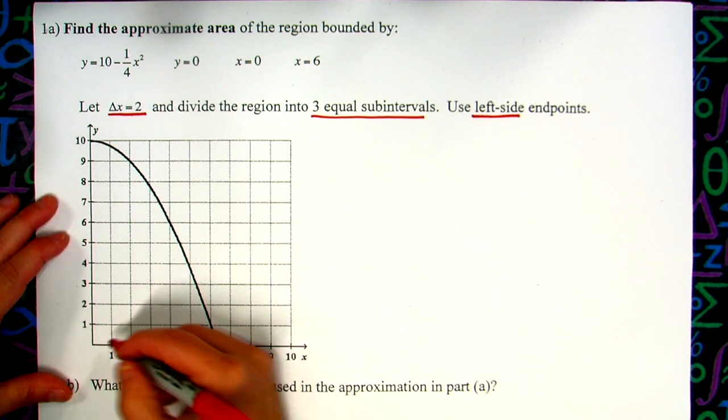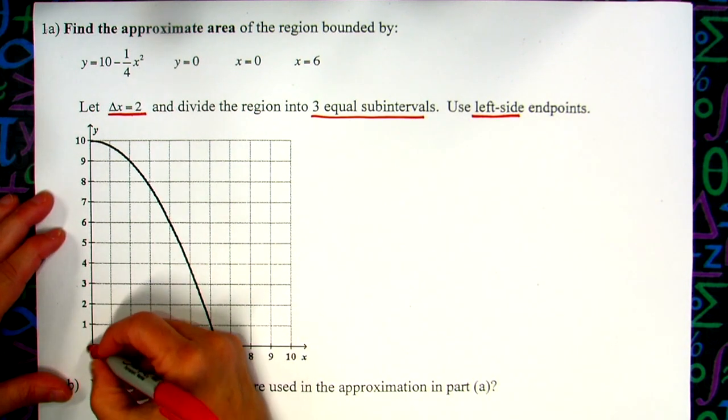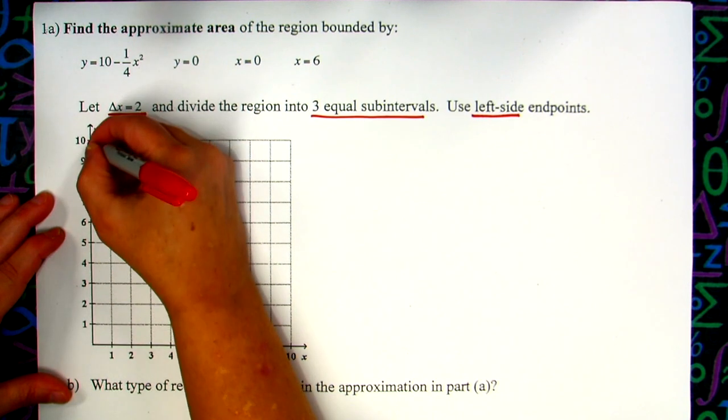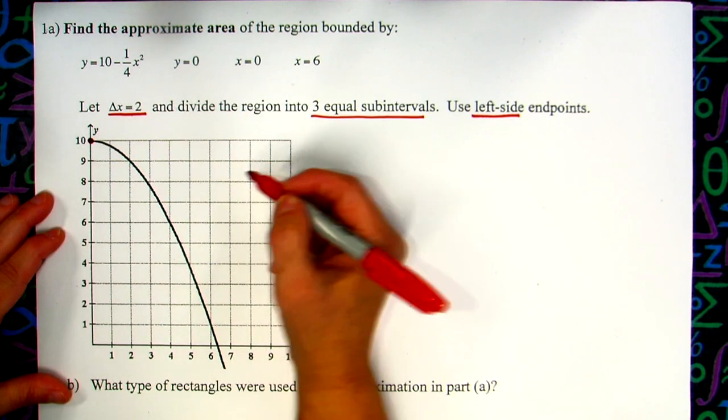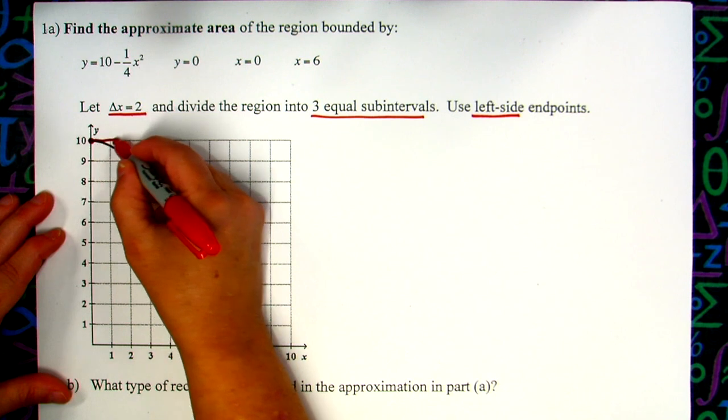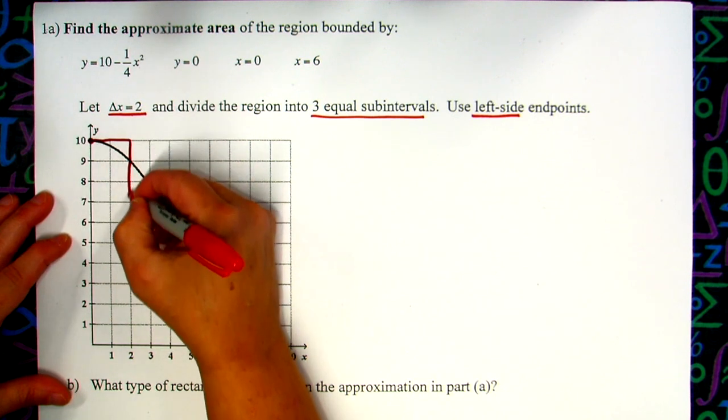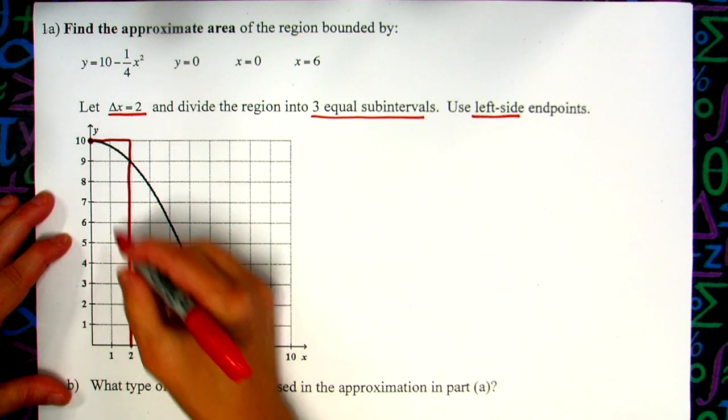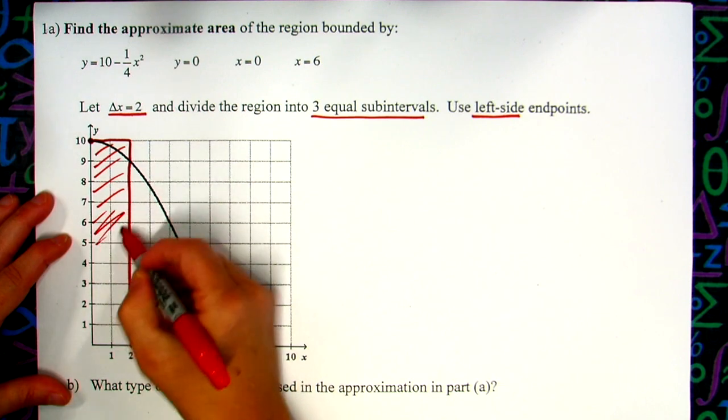So I'm going to start drawing my rectangles here. I'm going to start in the far left-hand side. I'm going to come all the way up to the curve, touch the curve. I want a rectangle that has a width of 2, delta x of 2, and then come down. Then there is my first rectangle right there.